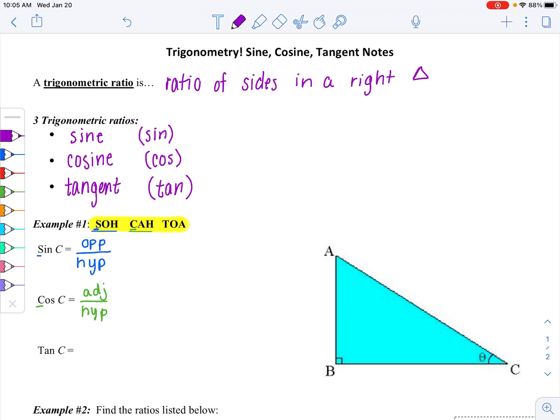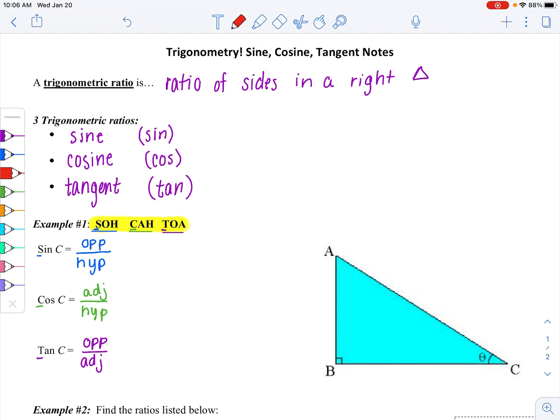Then you have TOA. The T stands for tangent. O means opposite, over A, which is adjacent. SOHCAHTOA comes in handy. If you have cosine, you know the ratio is A over H because of the CAH here. Cosine is adjacent over hypotenuse. Super helpful. Now you have to look at this problem.